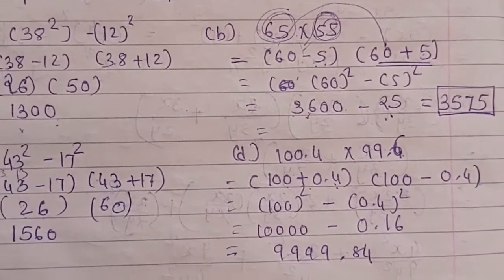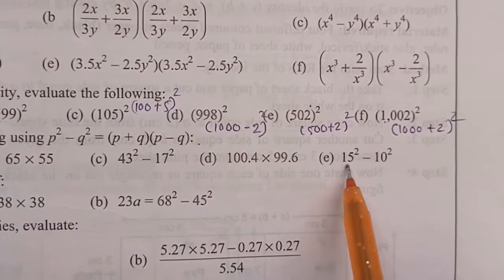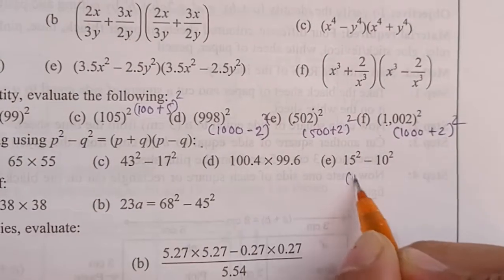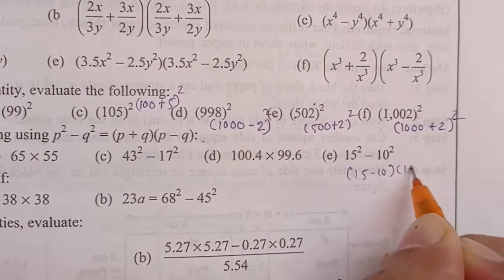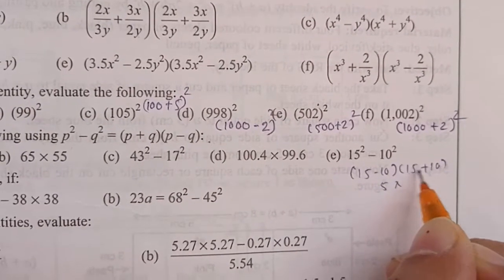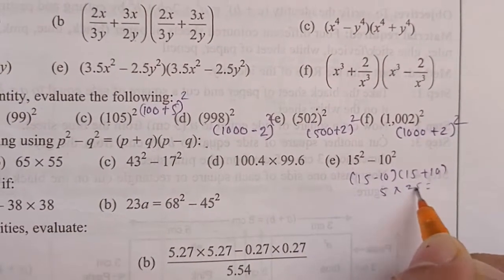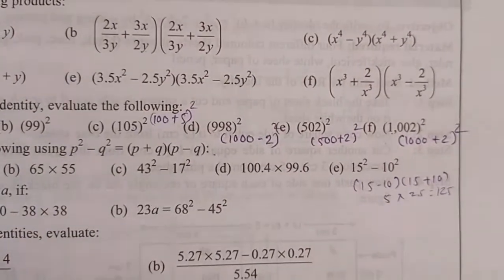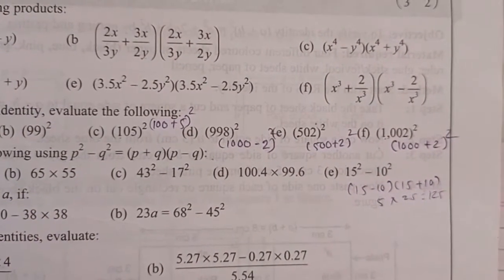Okay. Now E number is given as 15 square minus 10 square. So what do you write? 15 minus 10 and 15 plus 10. 15 minus 10 is equal to 5 and 15 plus 10 is equal to 25. So 25 fives are 125 would be your answer. Try to do it yourself only.